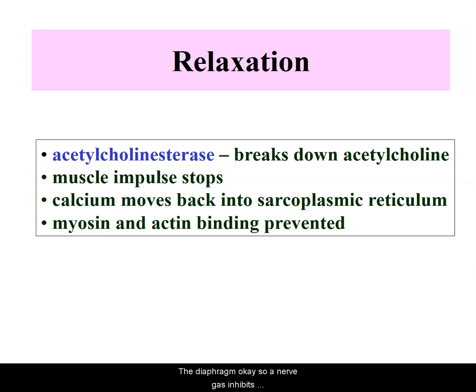What's the most important muscle of our body to stay alive besides your heart? The diaphragm. Okay, so a nerve gas inhibits acetylcholine release, therefore causes paralysis. So a person will die from suffocation because their diaphragm will not work. It's paralyzed. So as long as it takes for you to die from a lack of oxygen is how you die, and it's not a very fun way to die.